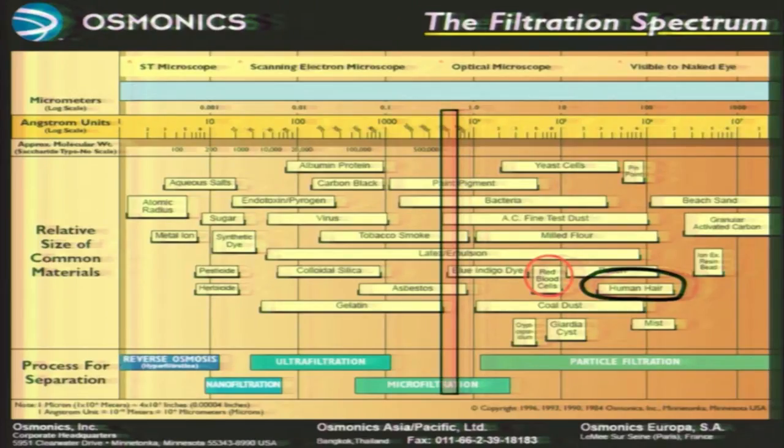Okay, good. Red blood cells, about 8 to 10. That's the range. You don't see them with the naked eye. You can only see them with a microscope.